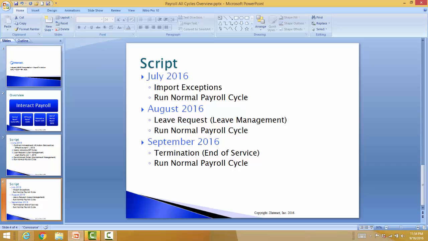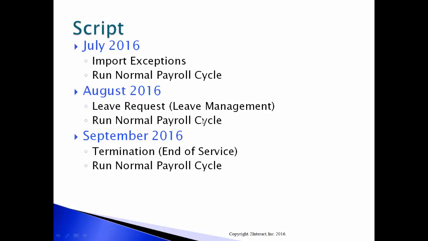And then in July we imported the exceptions, which were one time only. They were automatically removed afterwards, or we reinstated the old allowances afterwards automatically. In August we processed the leave request, which affected our payroll and our allowances. In September we did a termination of this employee.